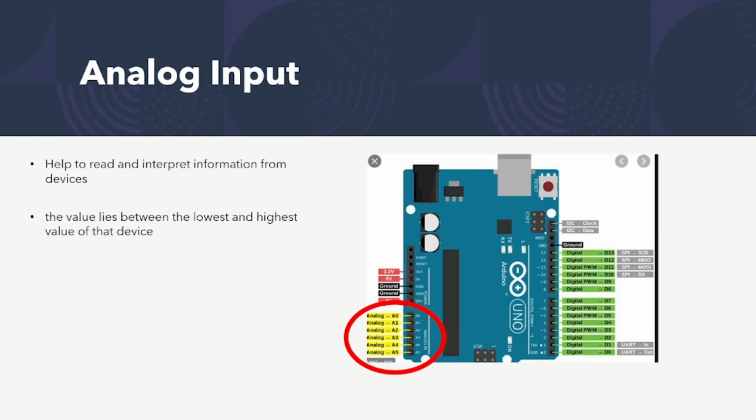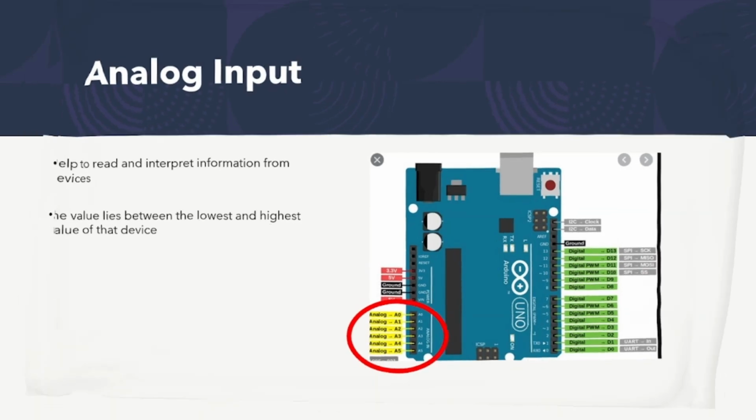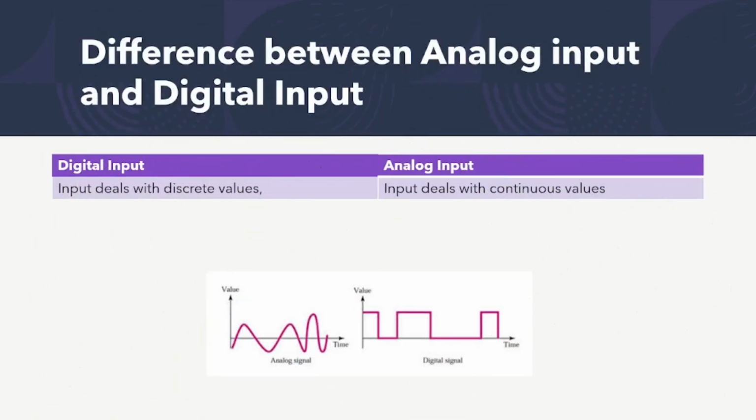I know that you have already learned digital input, so what is the difference between the two? Digital input deals with discrete values such as on, off, or high and low, or 1 and 0. However, analog input deals with continuous values. For example, a potentiometer reads from 0 to 1023, so it can be anywhere between them: 0, 1, 2, 3, etc., until 1023.